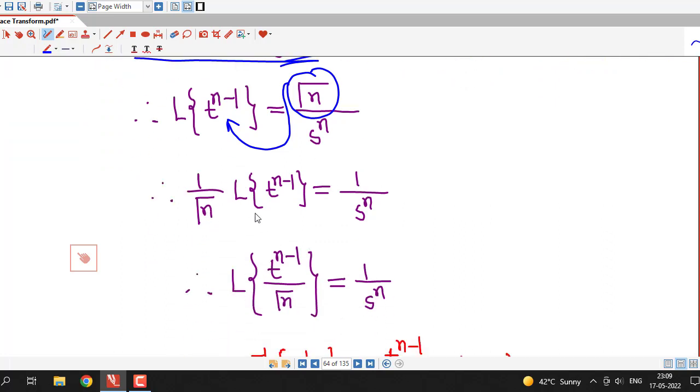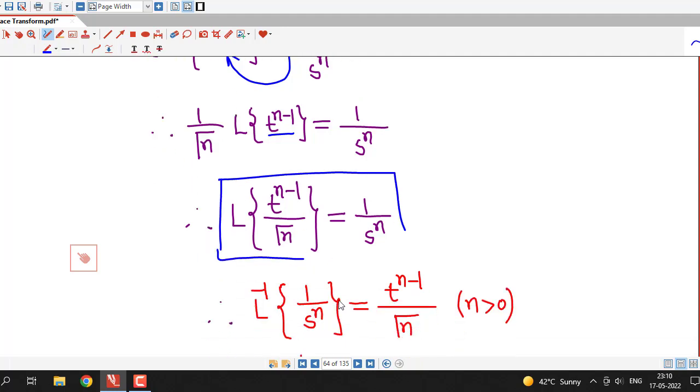that Laplace transform of t raised to n minus 1 over gamma n equal to 1 divided by s raised to n. So from this we see that inverse Laplace transform of 1 divided by s raised to n will be equal to t raised to n minus 1 over gamma n.